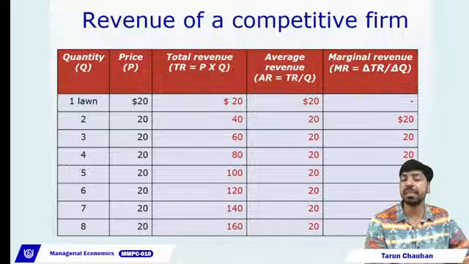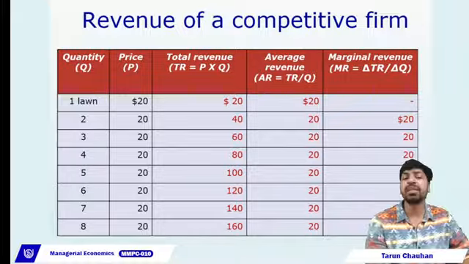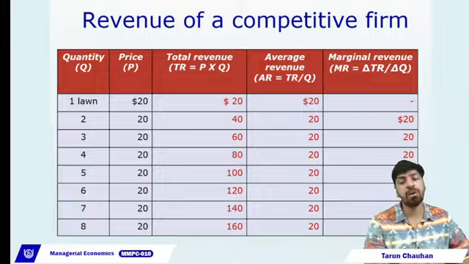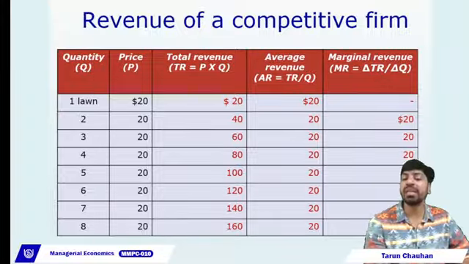One by one, the total revenue has been estimated for quantities 1 to 8. That is 1 by 20, 2 by 20, 5 by 20, 8 by 20, and so on. The estimated total revenue is 20, 40, 60, 80, 100, 120, 140, 160.